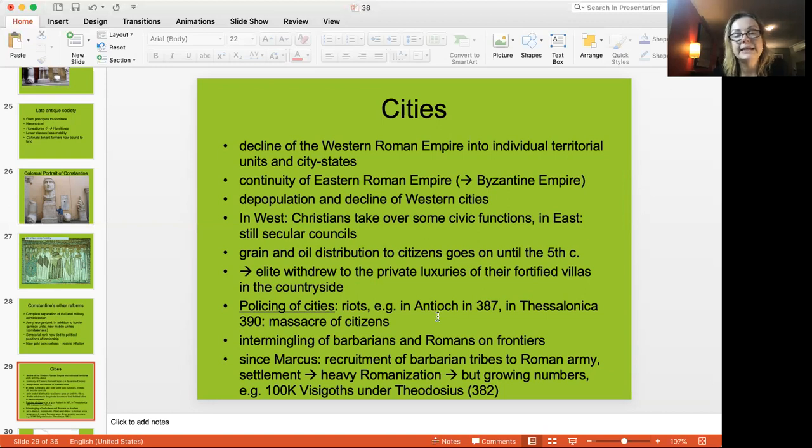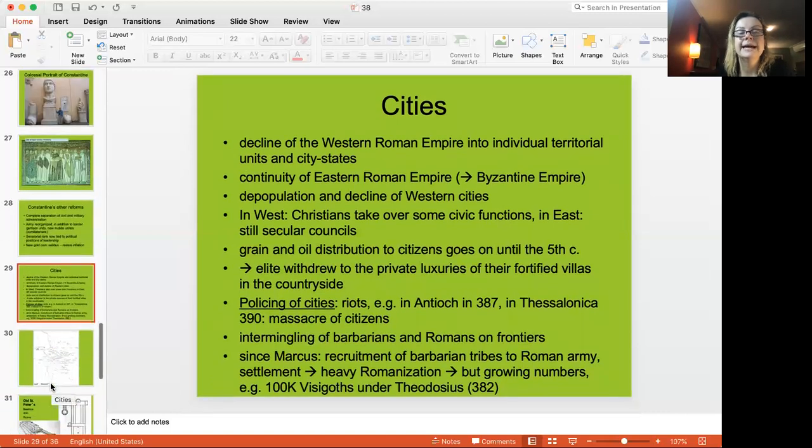Increasingly, Rome will let in some barbarians who traditionally mingled more on the frontiers. But ever since Marcus Aurelius, we will actually see that Rome will actively recruit barbarians into the Roman army. And traditionally, there was very heavy Romanization for these soldiers. They had to learn Latin, they had to work with it. But we will see that in the 4th century, there's, for example, a certain point under Theodosius that 100,000 Visigoths will be recruited, and they will not be integrating anymore. So there will be that transformation.